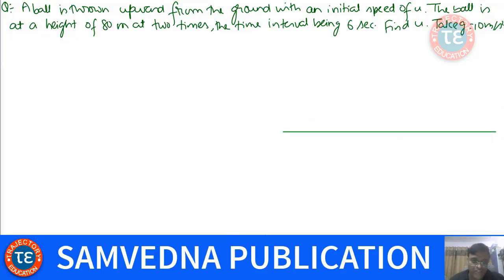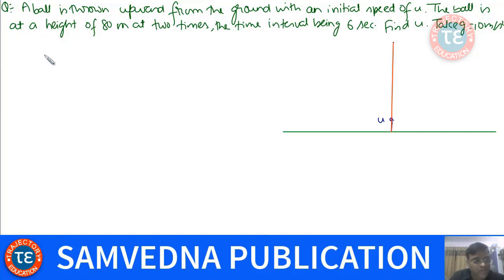See, if this is the ground, what you have done is you have thrown the ball in the upward direction with a certain speed u. Suppose the maximum height achieved is more than 80. And how do you find the maximum height achieved?